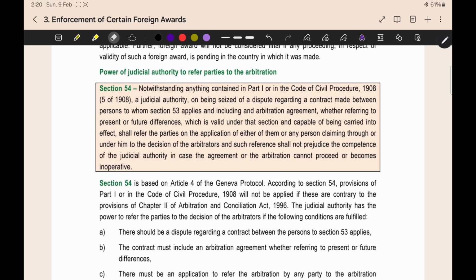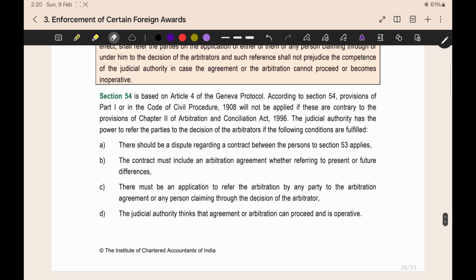For example, something is given in Section 54 and something opposite is given in Part 1 or the Code of Civil Procedure. Now what will you follow? Whether you will follow Part 1 or the Civil Procedure, or you will follow Section 54. Here, since it is a notwithstanding provision, you have to follow Section 54. This is the main point here. And then these are the 5 pointers which should be satisfied for referring the parties to arbitration.